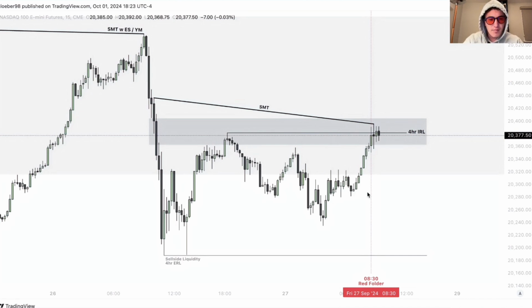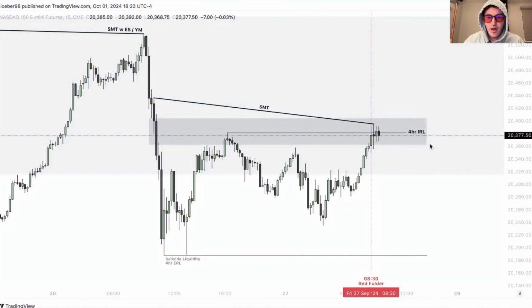So in my mind, I'm thinking that the move up into this key level at the news release was a fake move, a Judas swing, or manipulation before we go lower. But that is just anticipation. I need confirmation for me to confirm this. And our confirmation would be waiting for a change in state of delivery off of that 4-hour internal range liquidity pool.